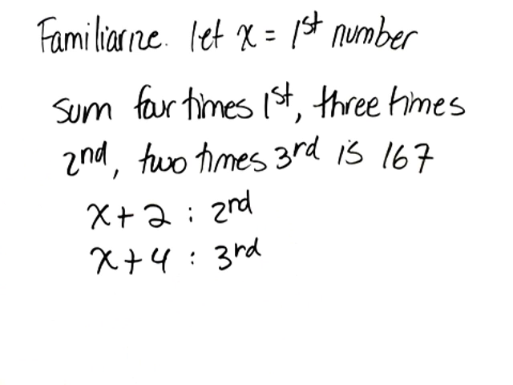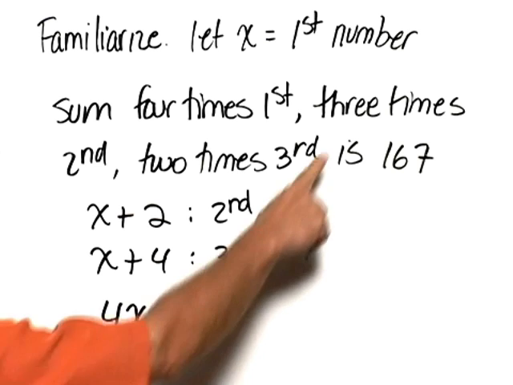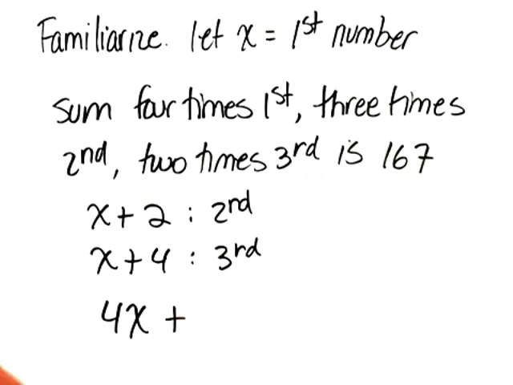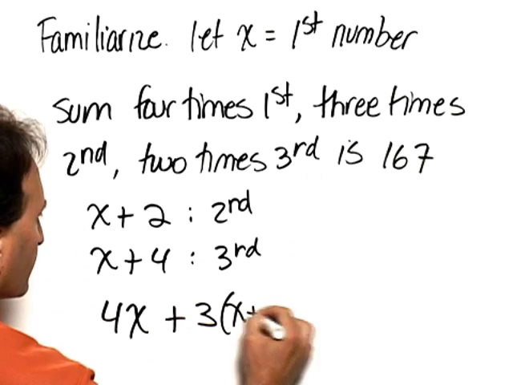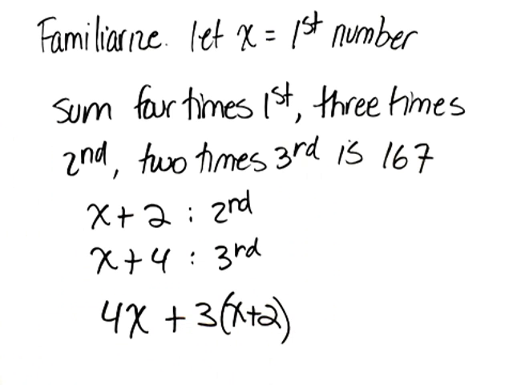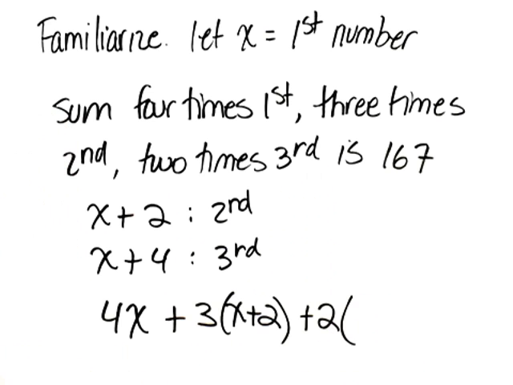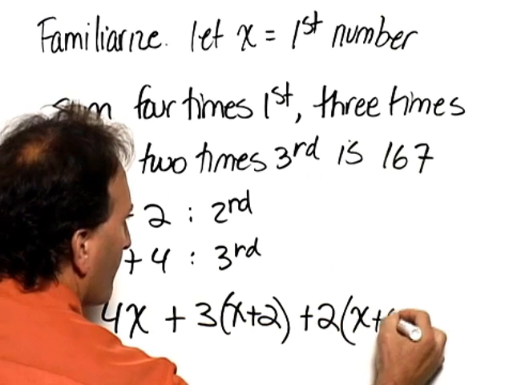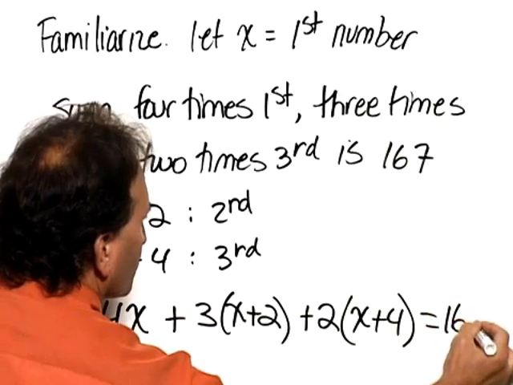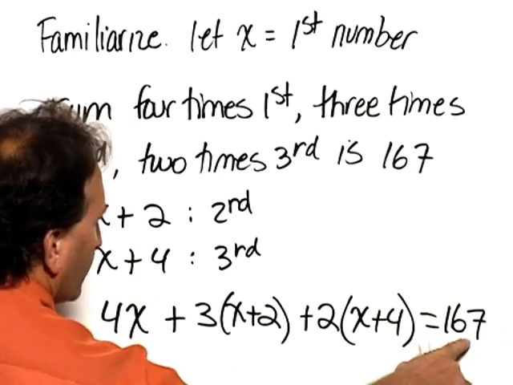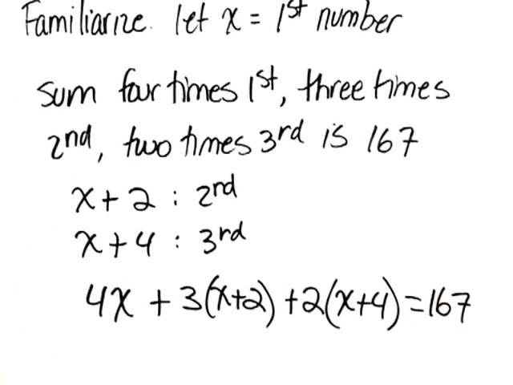So the sum means, of course, add. We want 4 times the first number, 4x, plus 3 times the second number, x plus 2, and then plus 2 times the third number, x plus 4, and that totals, so equal sign 167.